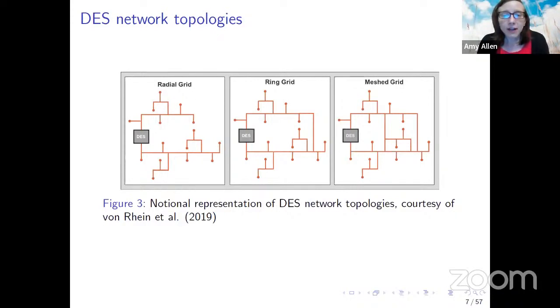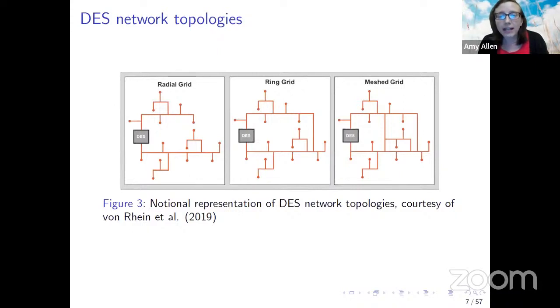The ring configuration, as the name suggests, provides a central ring off of which connection lines run to individual buildings. And this connection format can be advantageous in terms of providing redundancy through multiple supply paths.